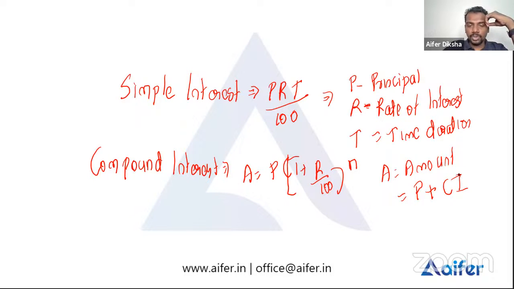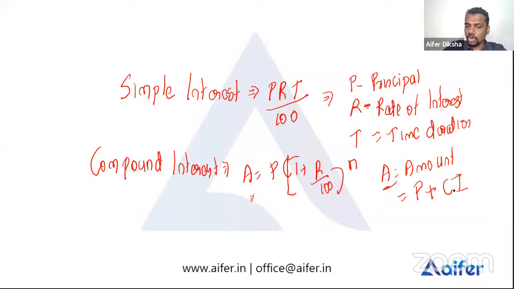Remember, when it comes to simple interest, we have the direct equation to find the value of simple interest, that is PRT by 100. But when it comes to compound interest, we don't have any direct equation to find the value of compound interest. Instead, we have an equation to find the value of A. A is the amount, which means A is principal plus compound interest.